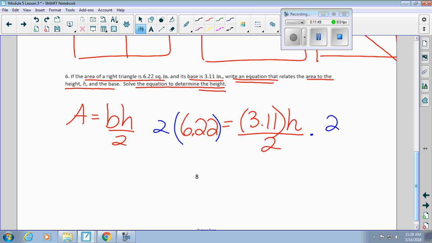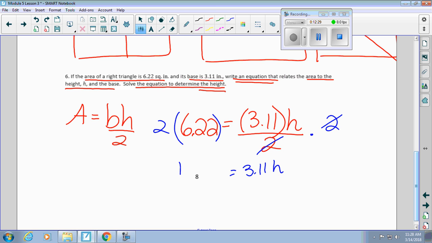Now, what will that do to this right side here? What will that cancel out? Nope, it doesn't cancel out the h. The h stays put. 2 to the bottom. It takes away the 2, right? It gets rid of it. So 2 divided by 2 is 1. So if we have this quantity, 3.11 times h times 1, we don't have to write that 1. It's just 3.11h now.